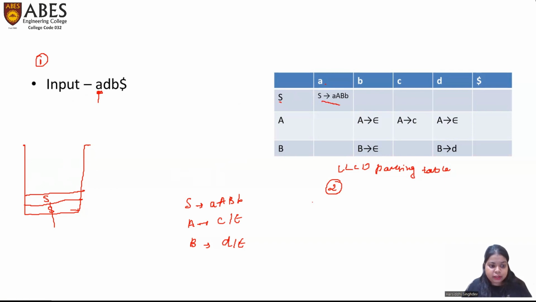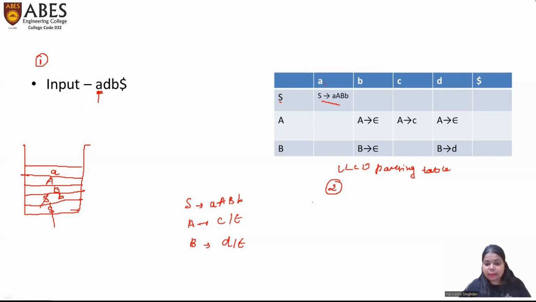Here we copy the S and write the production from this particular cell in reverse order. So first we put small b, then capital B, then capital A, then small a. Now the stack contains small a, capital A, capital B and small b. Now the top of the stack, small a, matches our look ahead symbol, small a. This small a and this small a are matching.